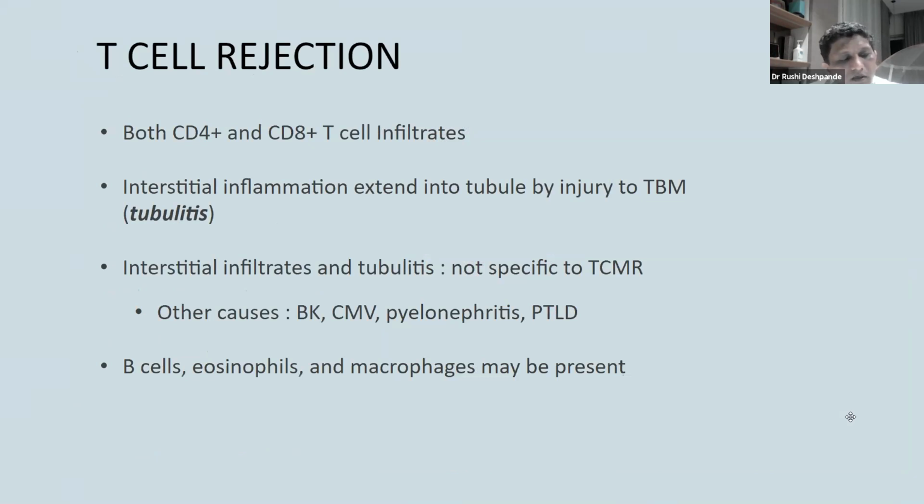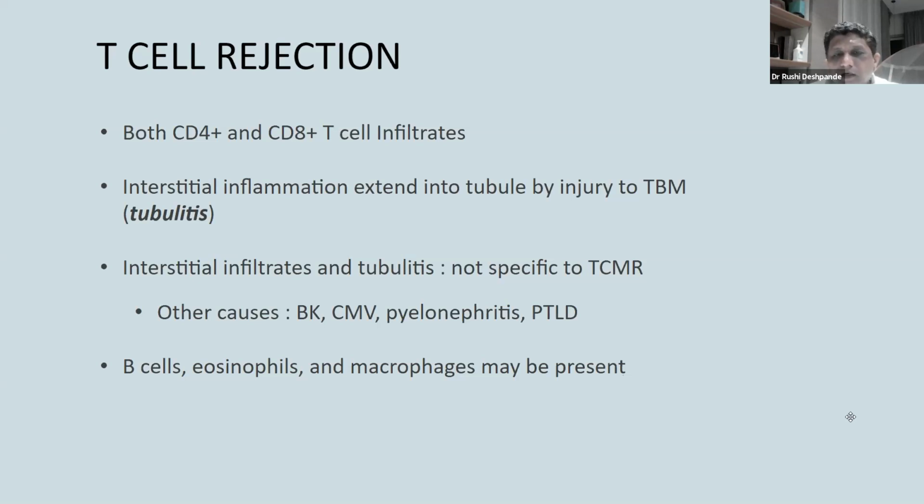When you say rejection, you say T cell rejection or B cell rejection. Now, T cell rejection is cell mediated, so it is CD4 and CD8 T cell infiltrates. The earliest manifestation is a form of tubulitis, which is interstitial inflammation extending into the tubule by injury to the tubular basement membrane.